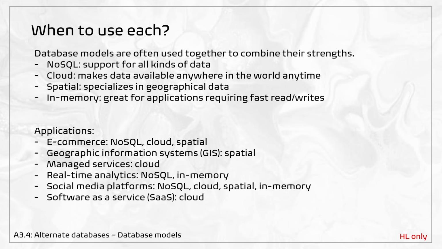For example, in e-commerce, not all products have the same attributes, meaning NoSQL is needed to store these diverse attributes. Cloud is useful for making the e-commerce site accessible globally, while spatial databases can be used to store things like customer or warehouse locations. Similar arguments can be made, if applicable, for each of the other examples below.